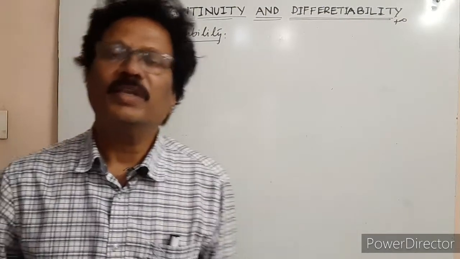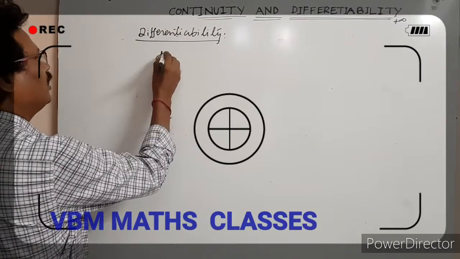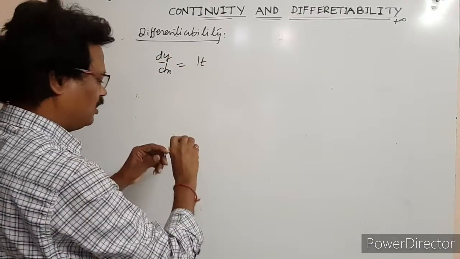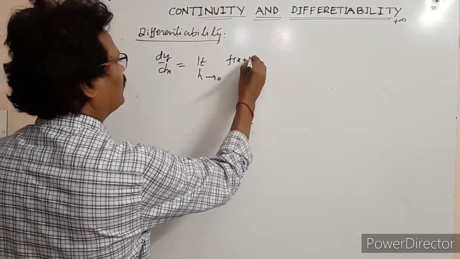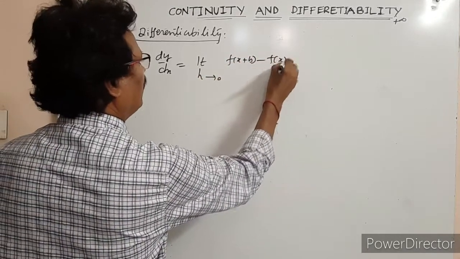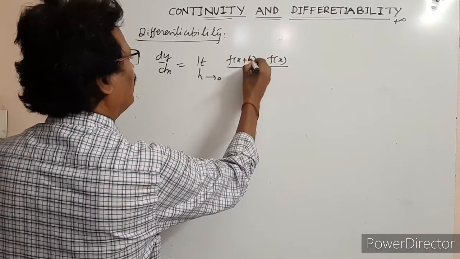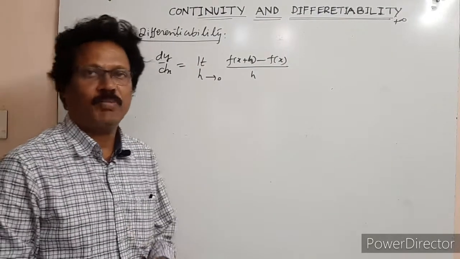Let us see the differentiability. Now what is a derivative dy by dx? The derivative dy by dx is nothing but limit h tending to 0 of f of x plus h minus f of x by h. This is called the derivative at any point. This is called derivative dy by dx at any point.